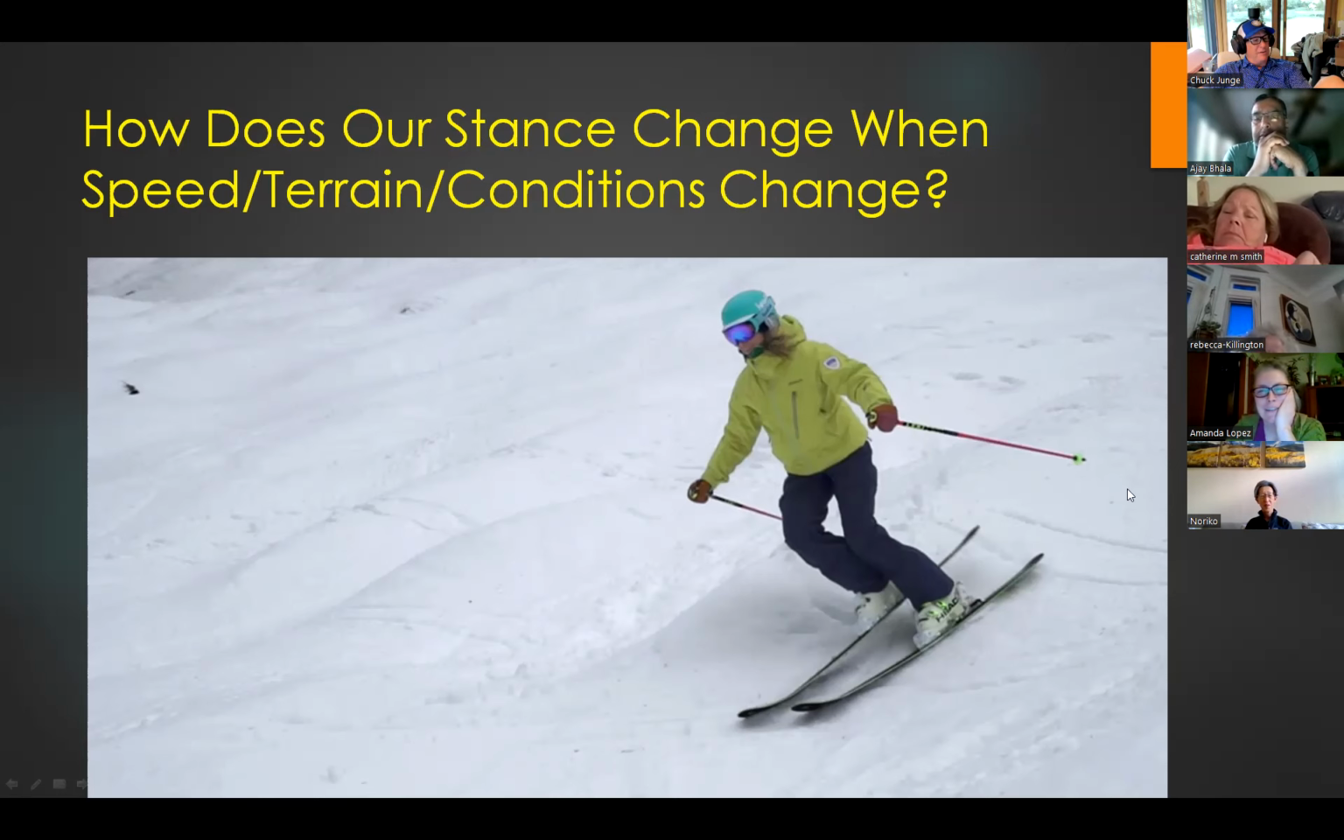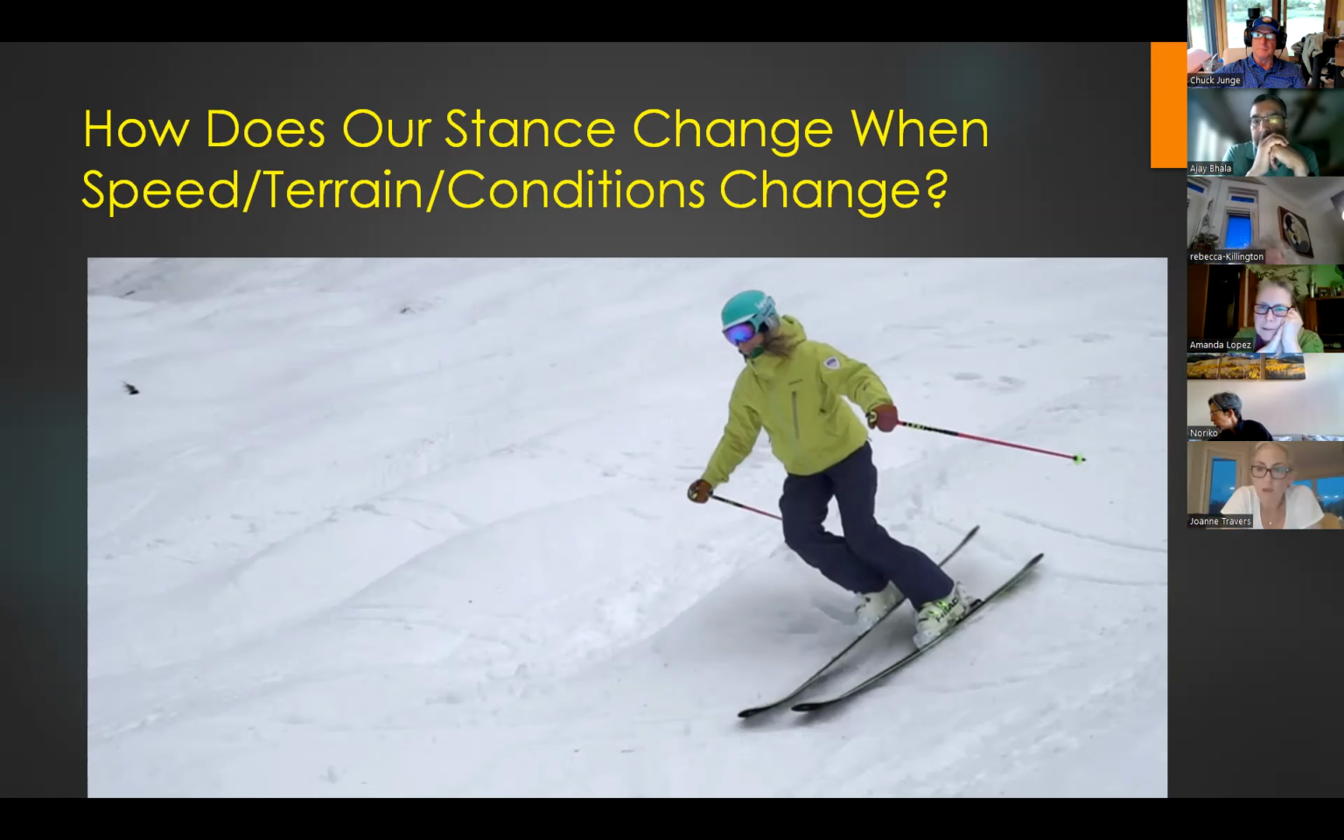So how does our fore-aft change when we move into more difficult terrain? I think we generally move back. Our center of mass moves back into the back seat, then the base of support ends up being ahead of us again. So if we're like this and the terrain changes, we end up going back because we don't change with the terrain. Okay, cool.